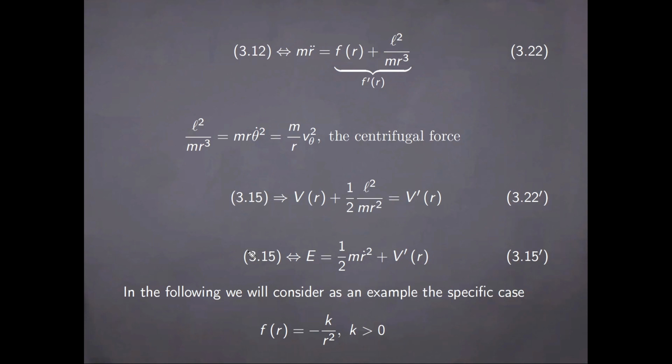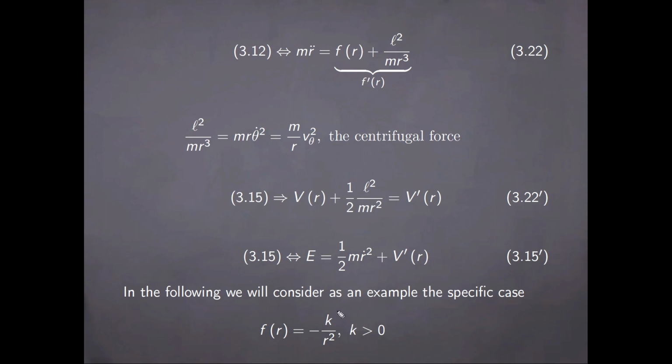And what follows once again from result 3.15 is that the total energy can be written as the sum between the radial kinetic energy and this fictitious potential V prime, which contains the real potential and a centrifugal term. And to illustrate the consequences of such an analysis, in the following we are going to consider as an example the specific case of the gravitational force.